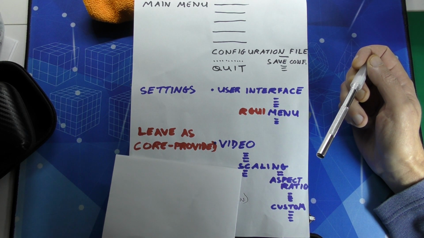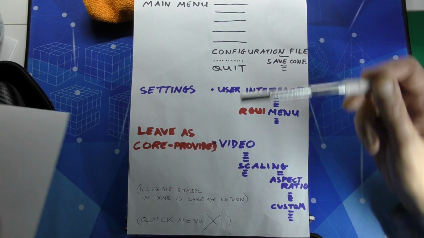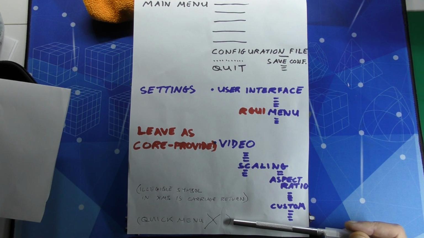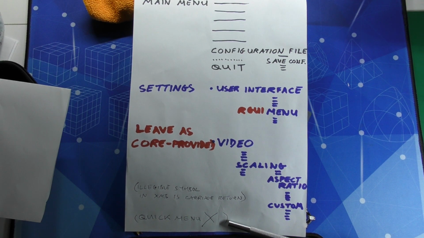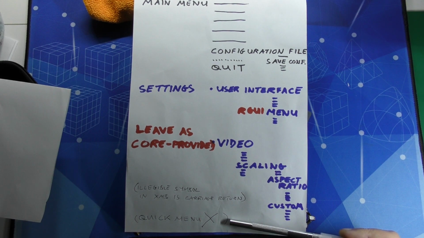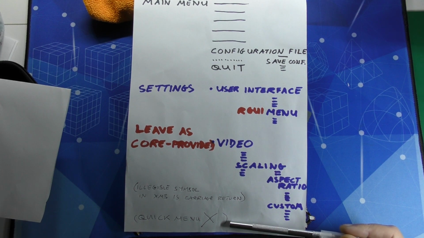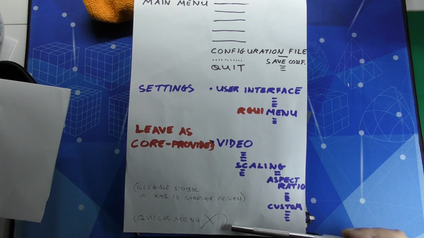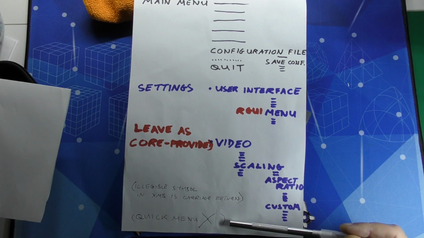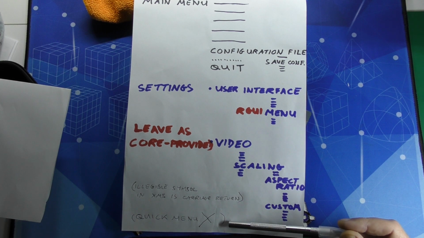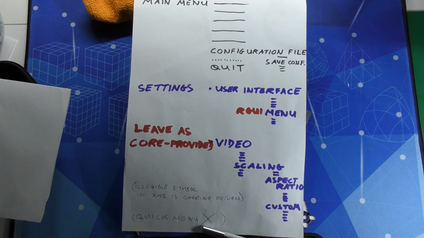And just in case someone's wondering about the quick menu, we won't be using the quick menu today. Now there is a configuration file save on that quick menu, which is not the one we want, and we won't be using the quick menu at all. The quick menu is only visible when you're playing a game. We won't be currently playing a game when we're using the RetroArch menu, so we won't even see the quick menu.